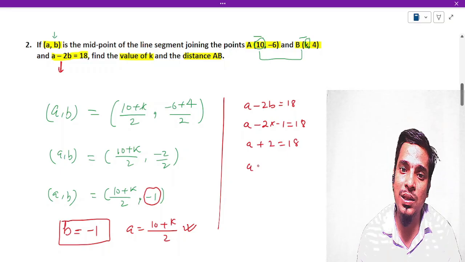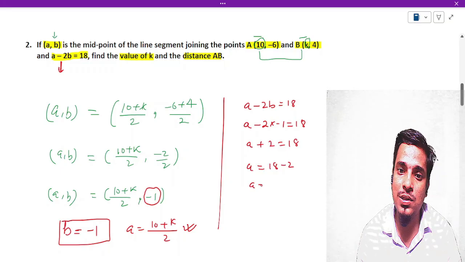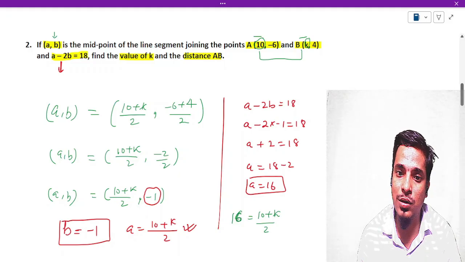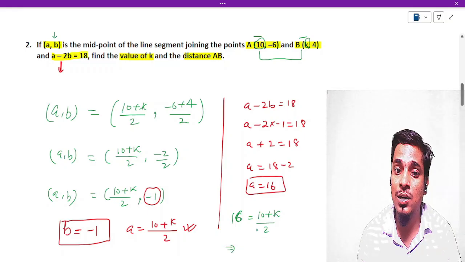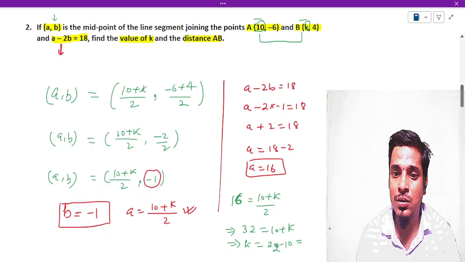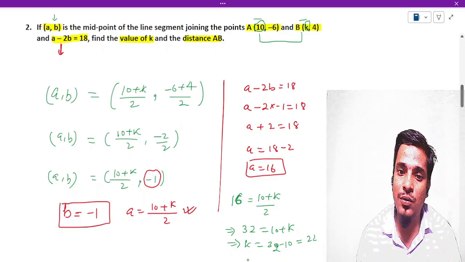So a plus 2 is equal to 18, which means a is equal to 18 minus 2, which is equal to 16. 16 is the value of a. We want the value of k, so just plug this value of a in this. We'll get 16 is equal to what? (10 + k) by 2. So once you solve this by cross multiplication, how much will you get? 16 times 2 is 32, equal to 10 plus k, right? So then k is equal to 32 minus 10, which is equal to what? 22. So the value of k is 22.